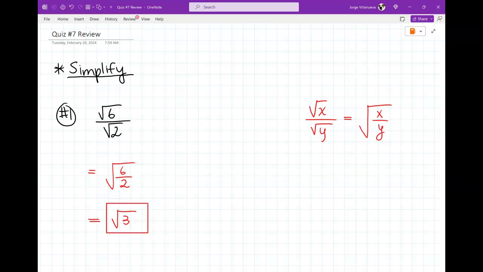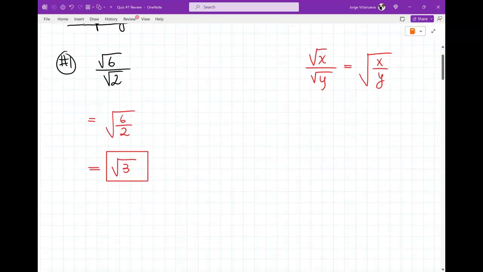By the way, if my answer would have come out to square root of 4, I would expect you to write 2 as your answer, but it didn't in this case. Okay? But always ask yourself, can I do more with this? Square root of 3 is as simple as it gets, so that's it. Notice I don't have any square roots in the denominator, so perfect. There's actually no denominator left. So that's perfect. All right, so there you go.